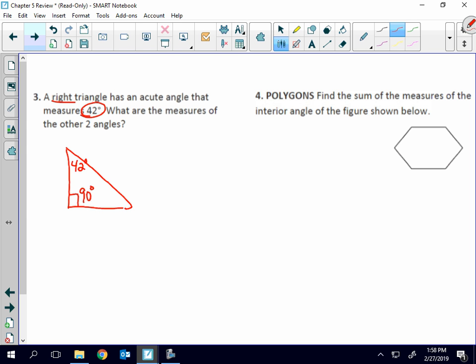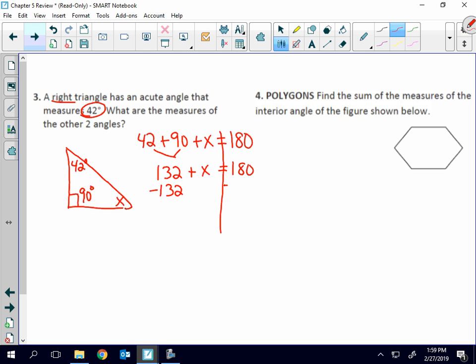So we can find the third one in there, because if we add up 42 and 90, we're going to take that away from 180. So all the angles, this one, 42, plus the 90-degree angle, plus this missing angle x, has to add to 180 degrees. Because it's a triangle, they add to 180. So to solve for this missing angle x, you're going to combine like terms. 42 and 90 is 132. And then we're going to subtract that 132 to get x by itself. And whatever we do to one side, of course, we do to the other side.